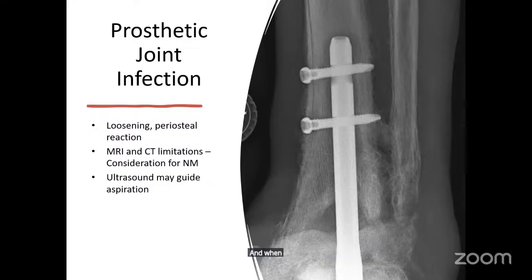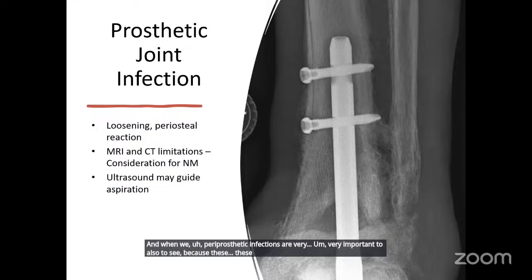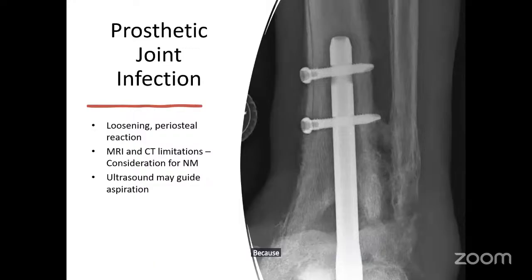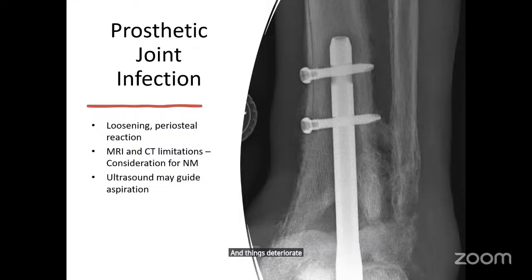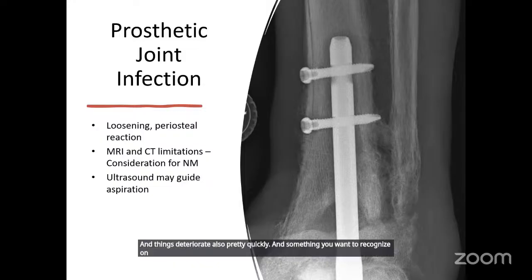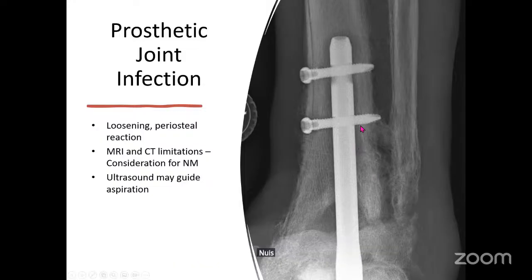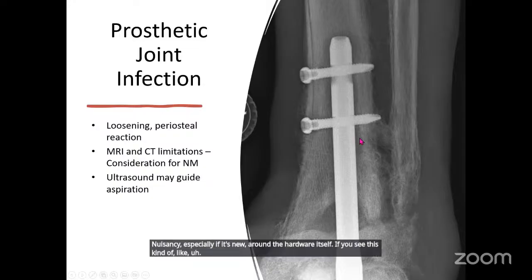Periprosthetic infections are very important to see, because these will not get better without surgical management, because the bacteria settle in around the metal implant and it just starts eroding the bone. The metal implant becomes loose because of the erosions, and things deteriorate pretty quickly. Something you want to recognize on these is lucency, especially if it's new around the hardware itself. There's osteolysis here.